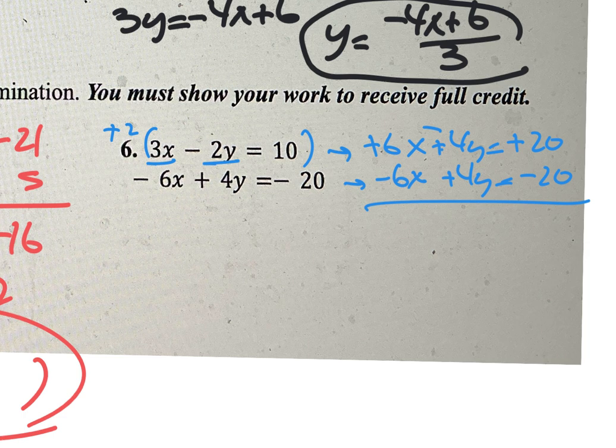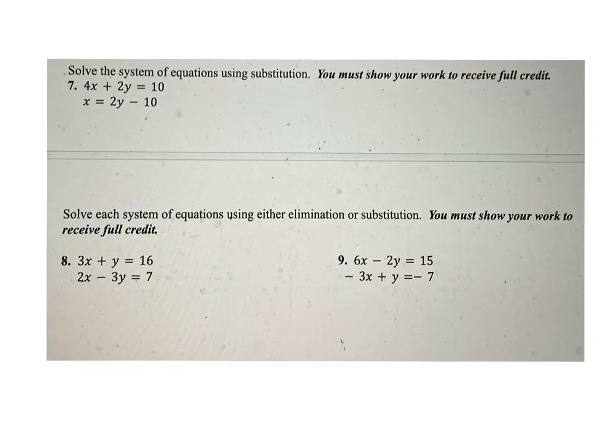So that everything cancels, and if everything cancels, I get 0 equals 0. Now you got to ask yourself, is that true? And your answer should be yes, that's true. 0 does equal 0. That means there are infinite solutions. That's all that means. There are infinite solutions. Don't put all reals, infinite solutions.